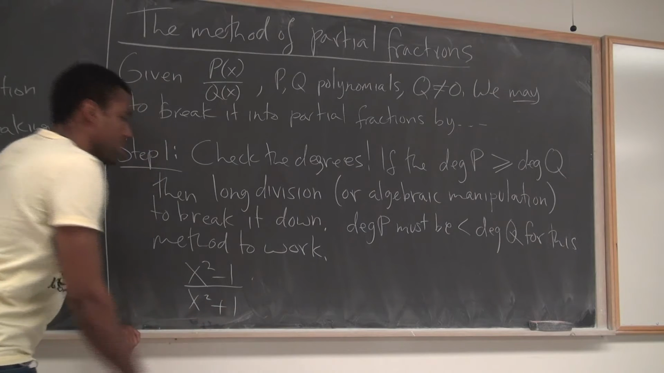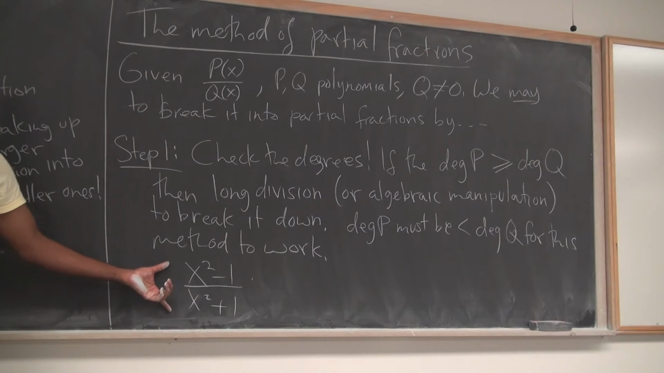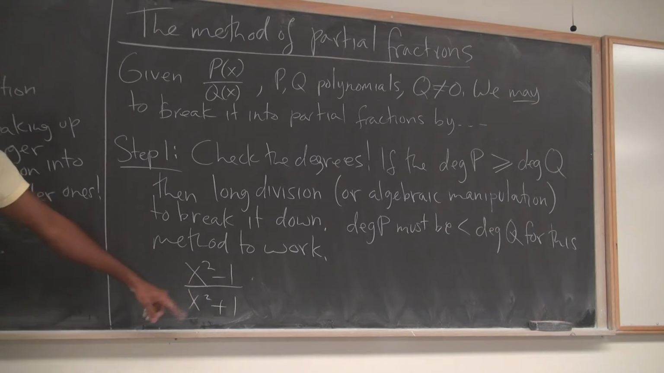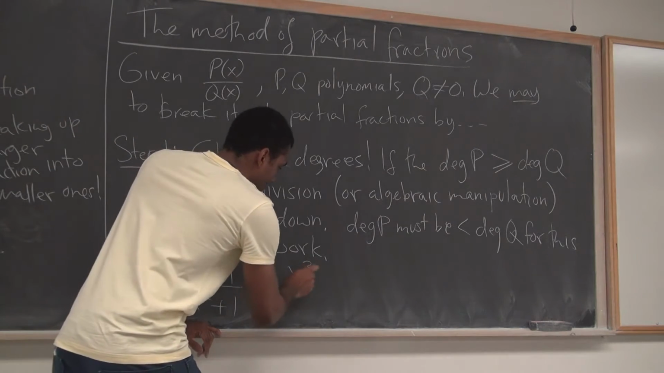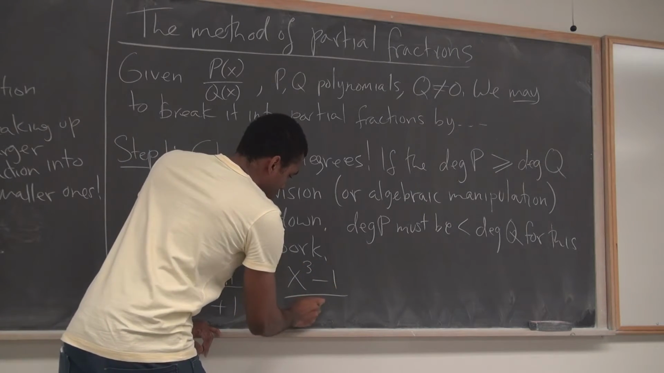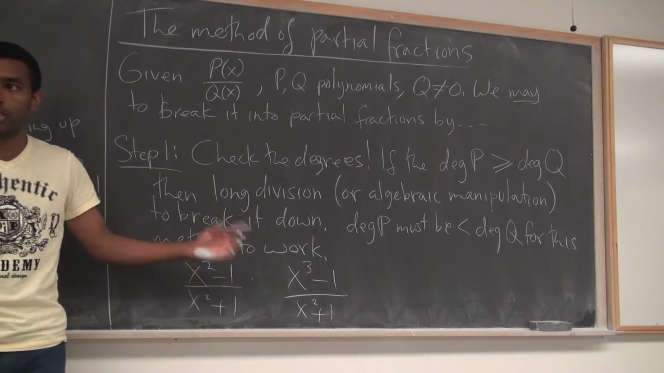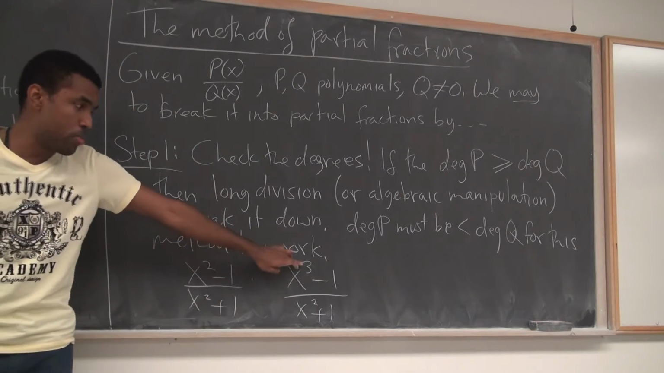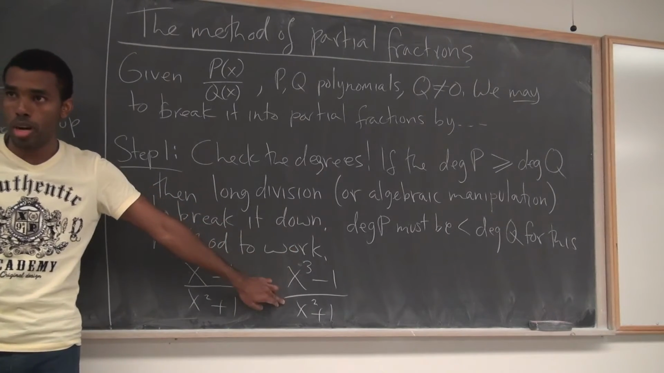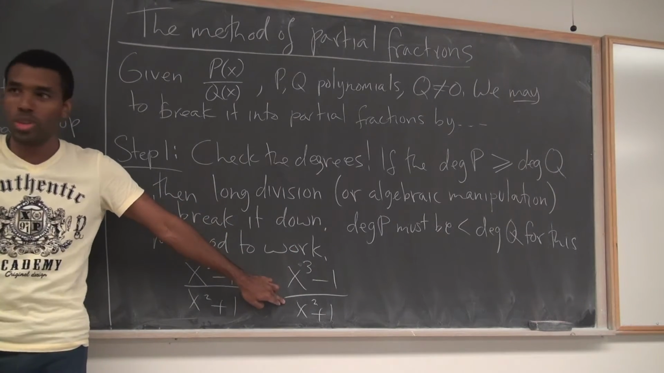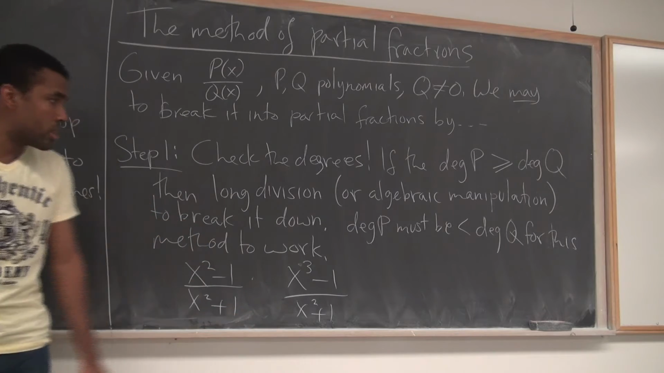If you have something like this, you wouldn't really use this method, you just do the long division and see what you get. You might have something nice that you can work with, or you might have to break it down further. But understanding that the degree is higher on the top or the bottom, if it was a cubed and we still had a square down here, again, you wouldn't jump into the method of partial fractions. You always try to simplify first. You need the power on top to be smaller than the power on the bottom. That's very important. The method will not work unless that's true.